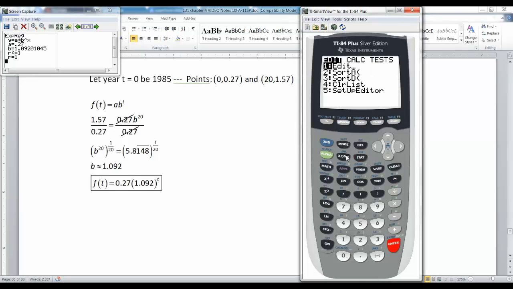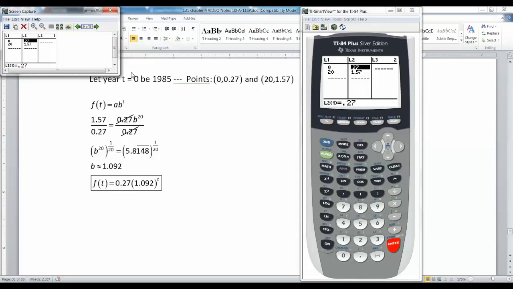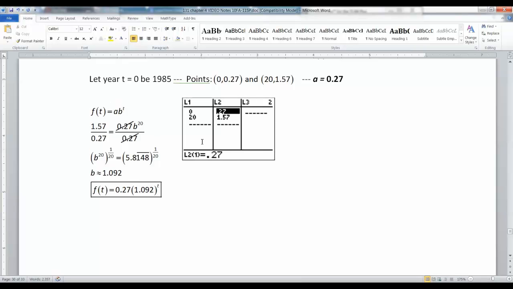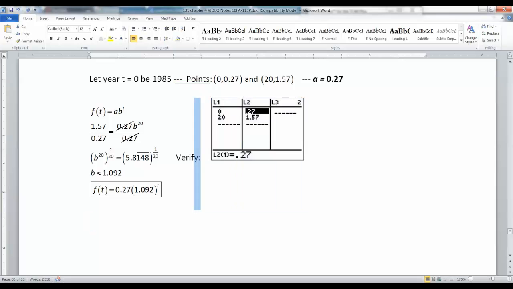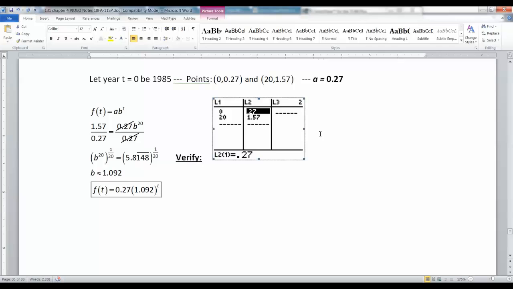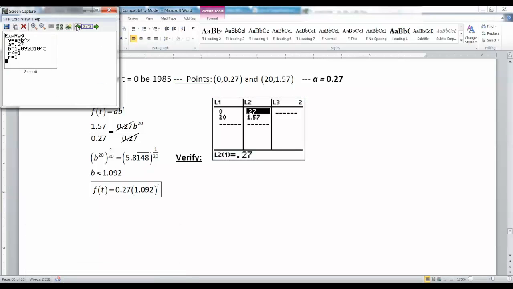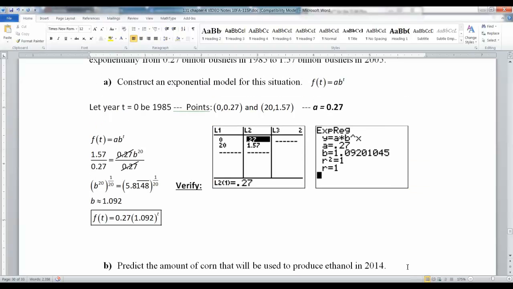Let me go to Stat Edit again real quick, because in your notes, you don't want to just say, yep, calculator says so. When you're writing your notes, you want to make notes of what you did. So if you're going to verify with a calculator, this is how you do it. Write down what your table is. Don't just think you'll remember. You won't. So say what L1 and L2 were, and then say the exponential regression. That way you can see it, and it backs up what we said.